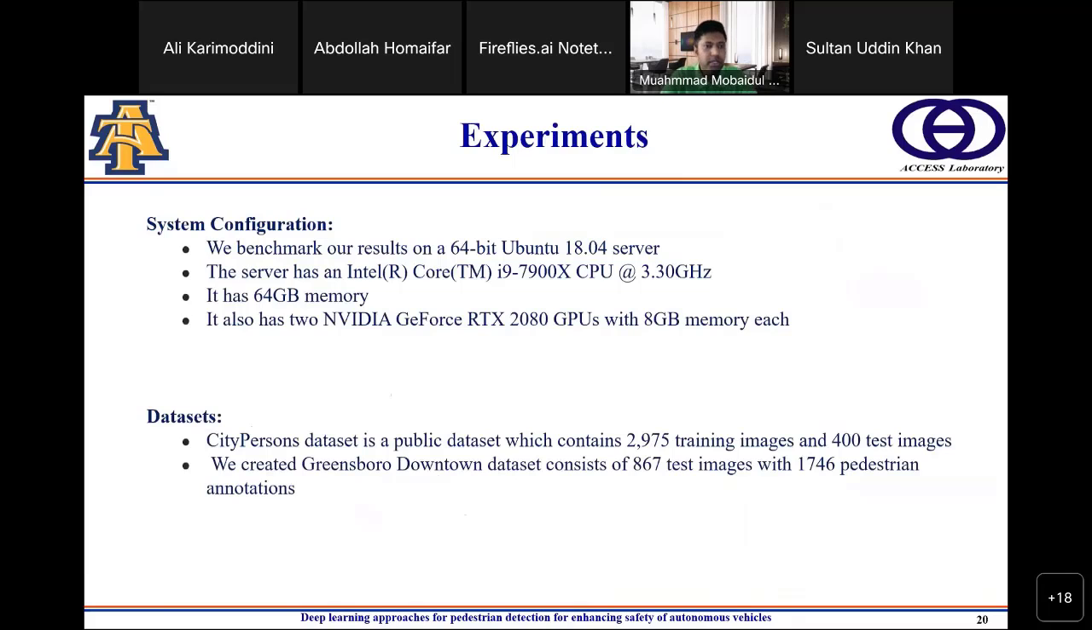Now I'll talk about our experimental result, and the experimental setup. We benchmark our result on a 64-bit Ubuntu server, which has 64 GB memory and 2 NVIDIA GPUs. To evaluate our results, we use a public dataset, which contains 2,975 training images and 400 test images. To show the generalizability of our method, we created a Greensboro downtown dataset.